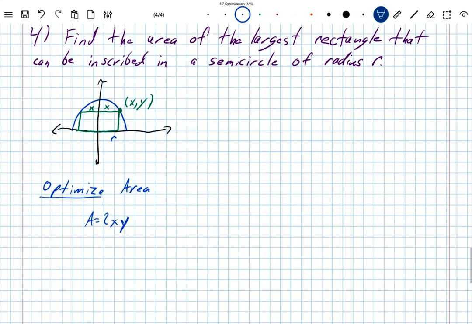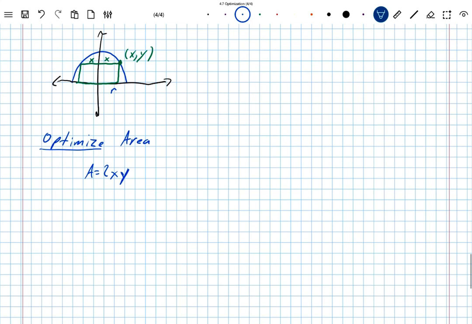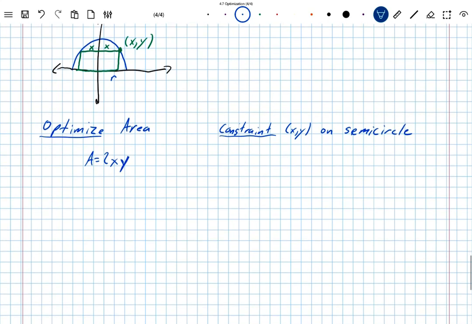Now, we definitely have some constraints here. My constraint has to do with where x, y is allowed to be. So x, y is on my semicircle. This is where having it be on the coordinate axis makes our lives a lot easier. To be on the semicircle just means that you satisfy the equation for your circle. What's the equation for a circle of radius r? x squared plus y squared equals r squared.